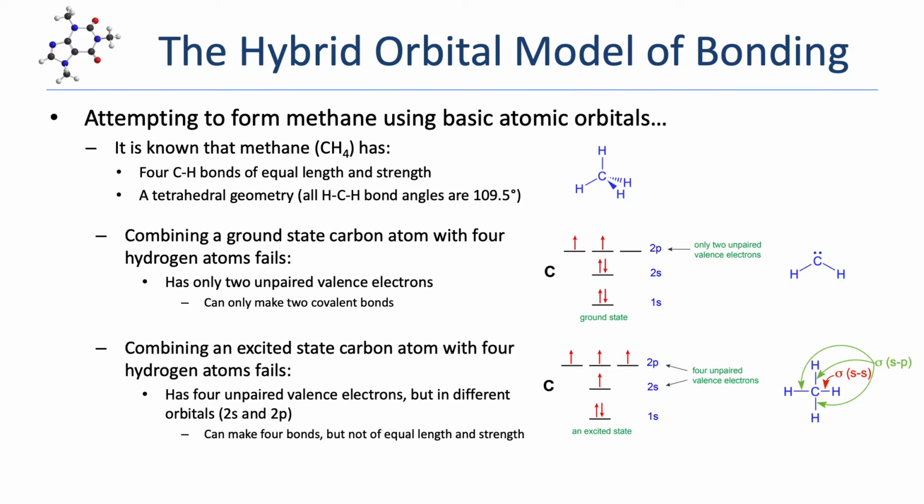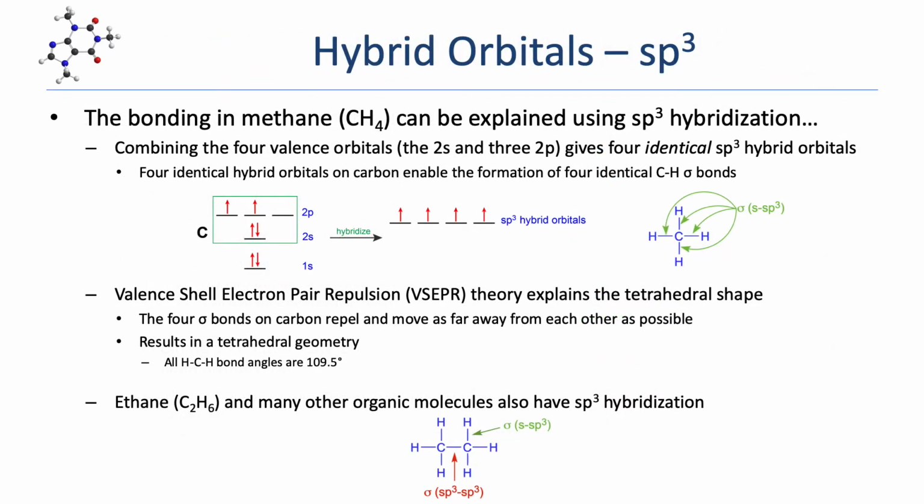Now, if you think about it, what we need to make 4 identical CH bonds would be 4 identical orbitals on carbon to combine with the 4 identical 1s orbitals on hydrogen. And the way we do this is to use hybrid orbitals, specifically sp3 hybrid orbitals. Here's how it works. We're going to combine the 4 valence orbitals on carbon, the s orbital and the 3 2p orbitals, and essentially mix them together to create 4 new hybrid orbitals.